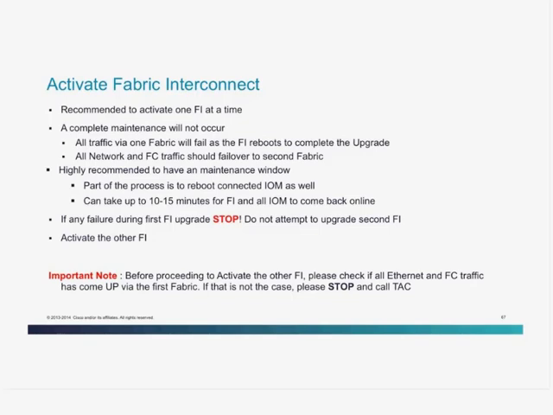Also, it is noteworthy that when you proceed to upgrade the second fabric interconnect, please make sure that your traffic is now up. Both FC as well as Ethernet traffic has come up via the first fabric interconnect. You have to sometimes give it a few minutes, because even when the FI reboots completely and it shows 100%, it takes a few minutes for all traffic to start passing again. So just give it those few minutes before we upgrade the second one.